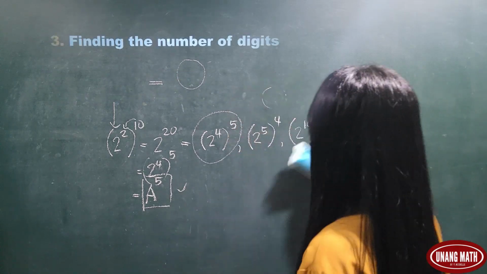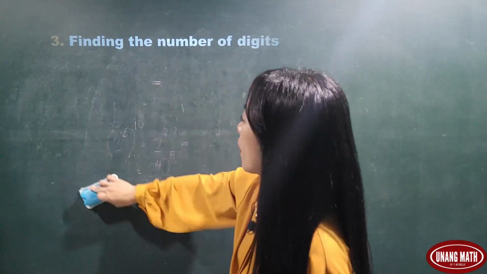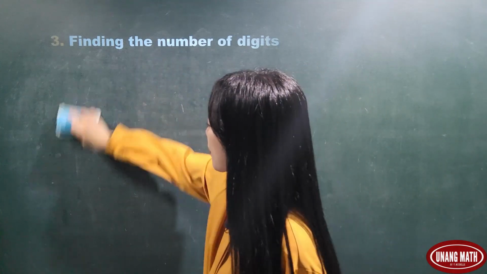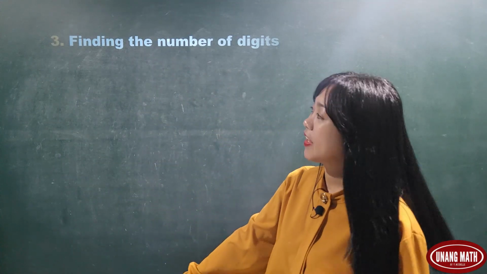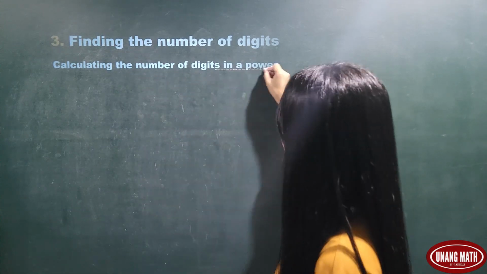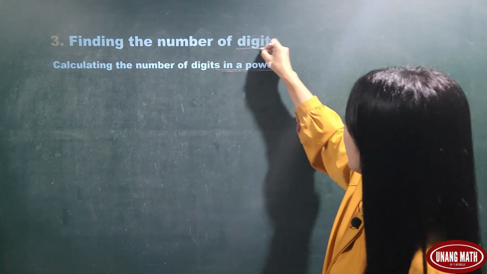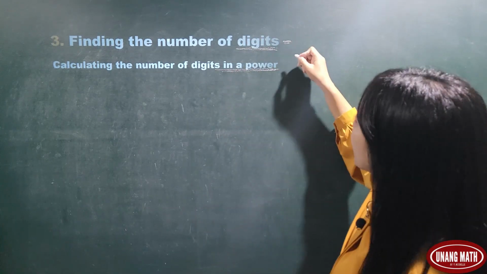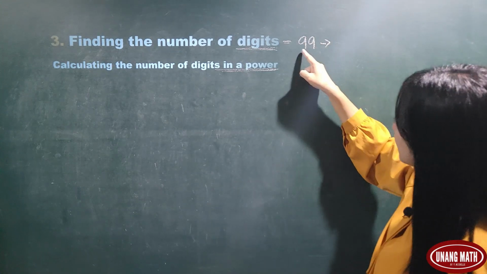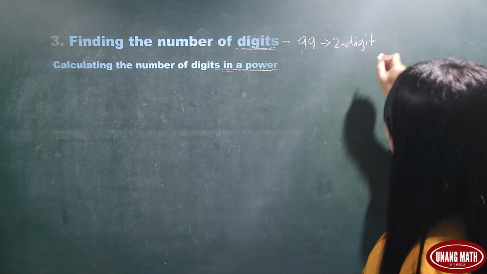Okay, now, let's go to the third type of question. And this is finding the number of digits. In here, we will calculate the number of digits in a power. Let's recall briefly. When we say digits, for example, this number 99 is a two-digit number.